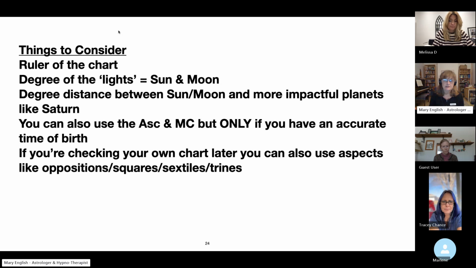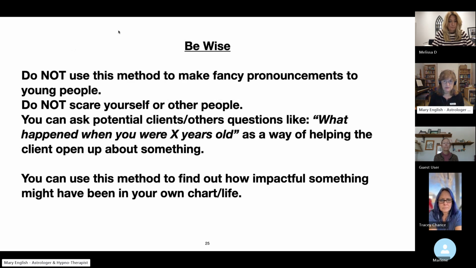The degree of the lights, so the lights are the sun and the moon, so how many degrees are they? And the degree distance between the sun and the moon, and the more impactful planets like Saturn. You can also use the ascendant and MC, but only if you have an accurate time of birth, so you've got it written on a birth certificate somewhere. And if you're checking your own chart, like later on tonight, you can also use aspects like oppositions, squares, sextiles and trines. I haven't demoed that because we'll be here all evening.